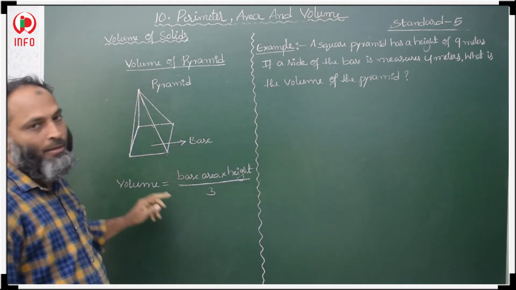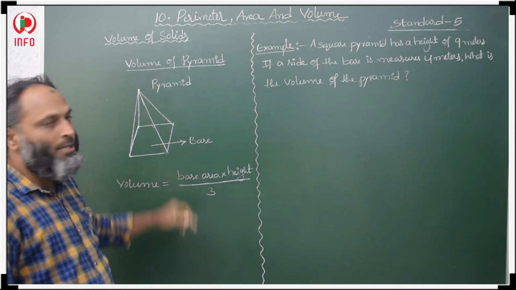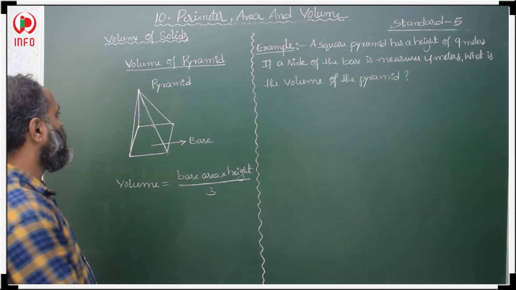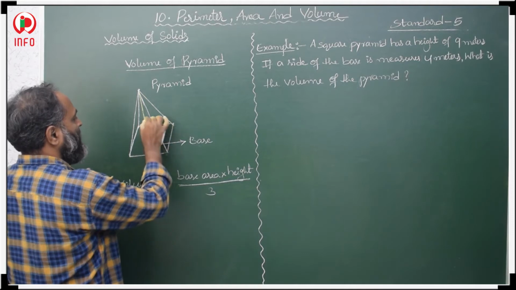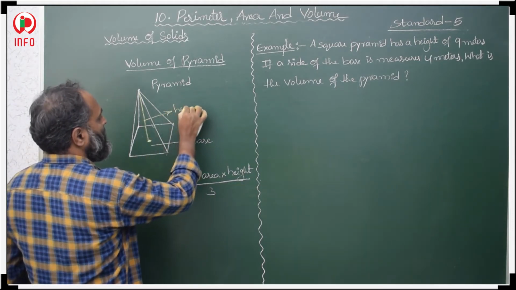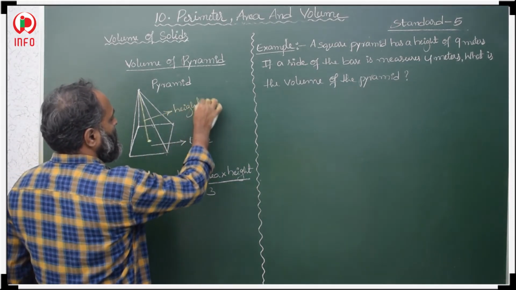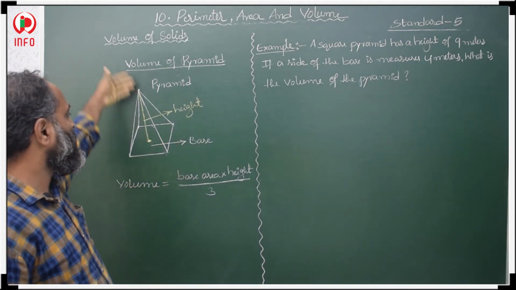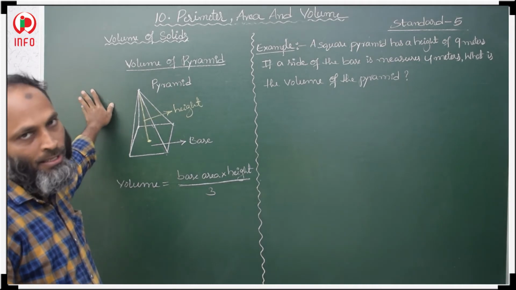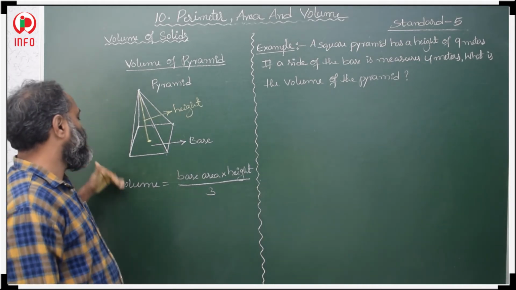So this is a pyramid. This is a base in square shape. So this is the base, then this is the height, the pyramid height. Base and height is there. This is the base and this is the perpendicular altitude, that is height. So then what is the volume of the pyramid?